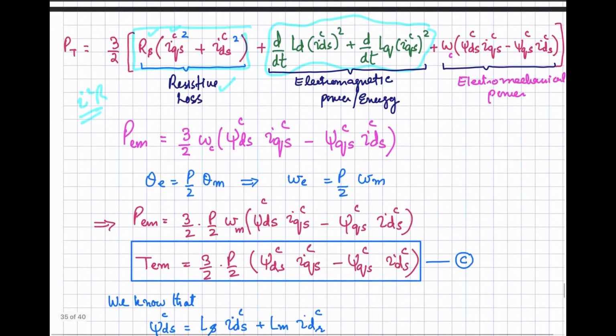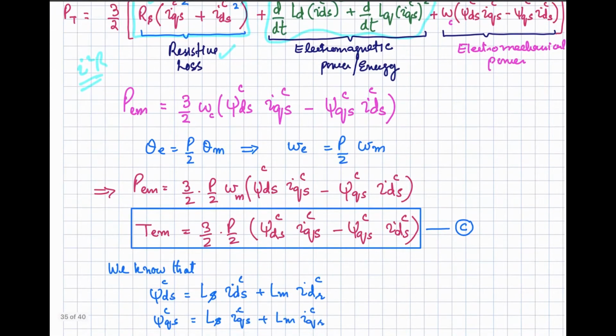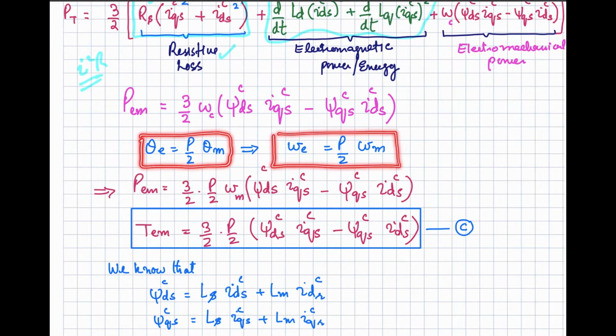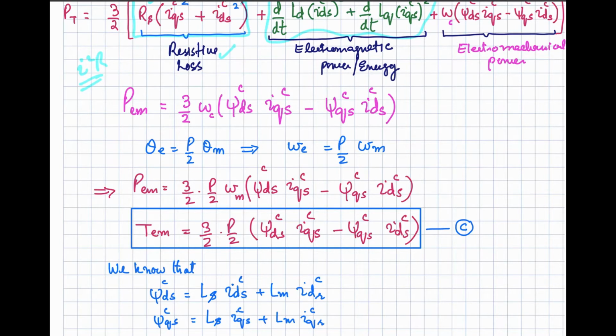Okay. From the basics of the machine, you must know that the electrical angle is P by 2 times the mechanical angle, and similarly the electrical speed is P by 2 times the mechanical speed. So I can represent this speed, that is, the speed of the arbitrary frame of reference, like this.